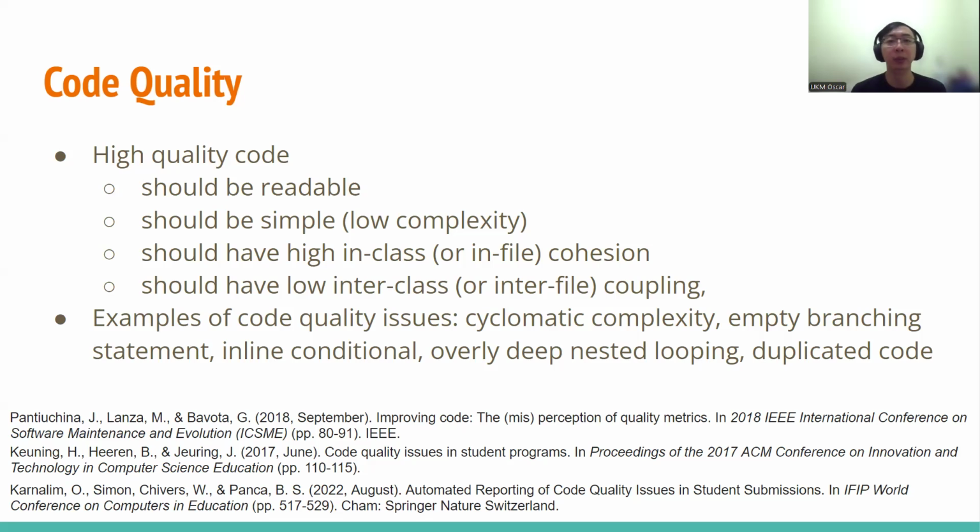It depends on the concept that you use. If you use object-oriented, of course, you can say in-class, but if you use procedural, then we can say in-file or in-function, whatever, okay? And then it should also have low interclass or interfile coupling so that when we try to expand, we do not need to check for other files. We can just focus on one particular file. So there are several examples of code quality issues: cyclomatic complexity, empty branching statements, inline conditionals, overly deep nested looping, and also duplicated code.